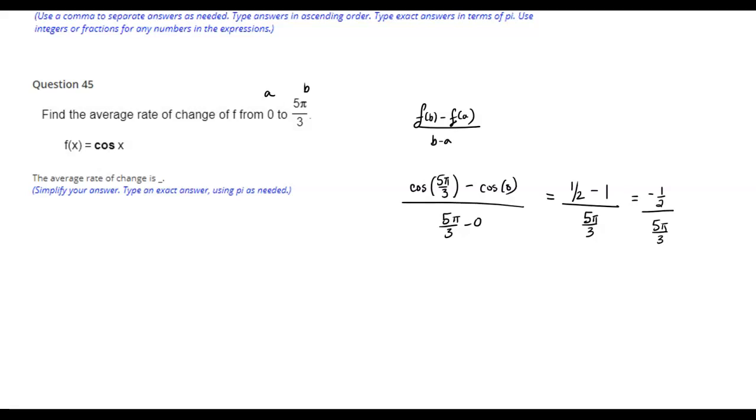Well, y'all know by this time you can't have a fraction in a fraction. It's a big no-no. So I'm going to come down here and I'm going to multiply by the reciprocal of my denominator. So my denominator right now is 5 pi over 3. The reciprocal is just flipping it. So now I'm going to multiply by 3 over 5 pi, and we get an answer of negative 3 over 10 pi. And that's our answer. So I'd put negative 3 divided by 10 pi.